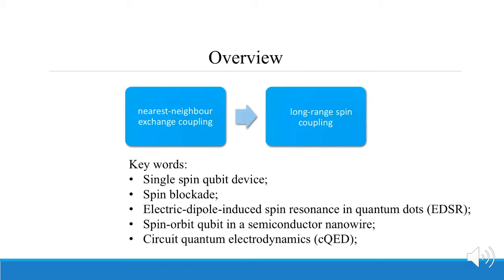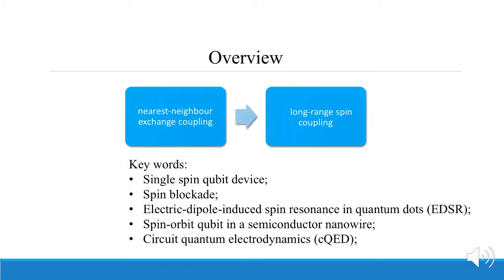Here I have the keywords listed. The first one is single spin qubit device, and we have spin blockade, which is specifically for the readout, and then we have electric dipole-induced spin resonance in quantum dots, abbreviated as EDSR. This is a similar but more complicated version of ESR. So we are trying to introduce the electrical control of the spin orbit qubit in EDSR.